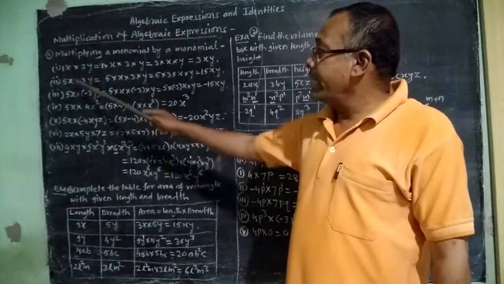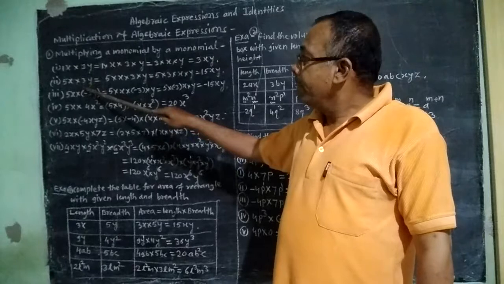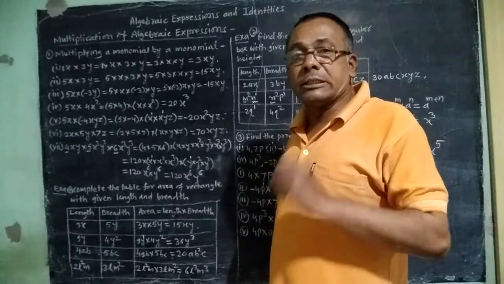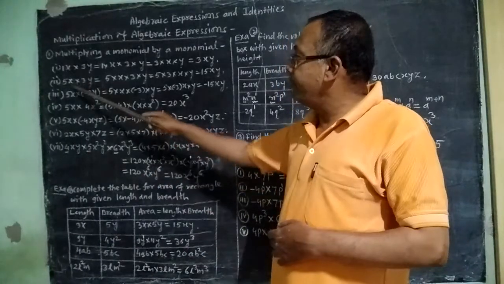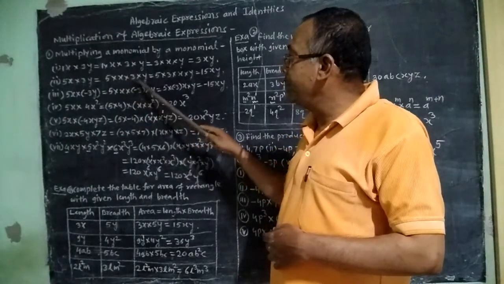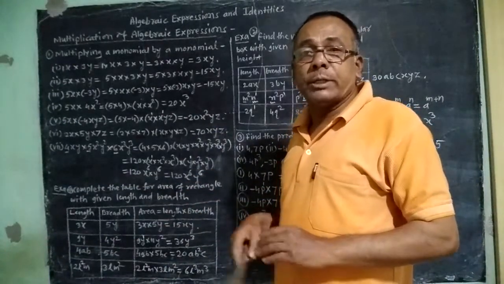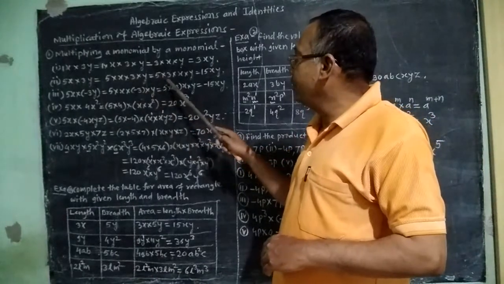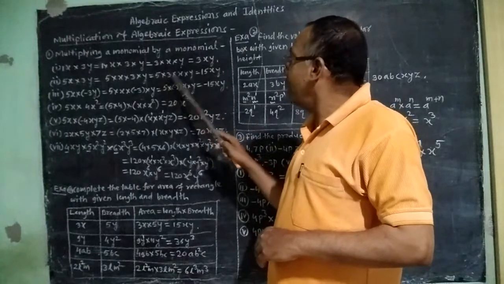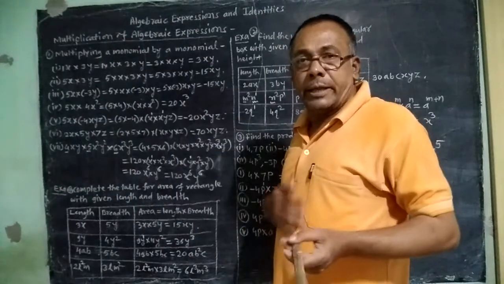Then in the second example, 5x into 3y. 5 and 3 are the coefficients of x and y respectively. So here we can write 5 into x into 3 into y. Now multiplying, we will take numerals together, means 5 into 3, then x into y. So 5 3s are 15xy.